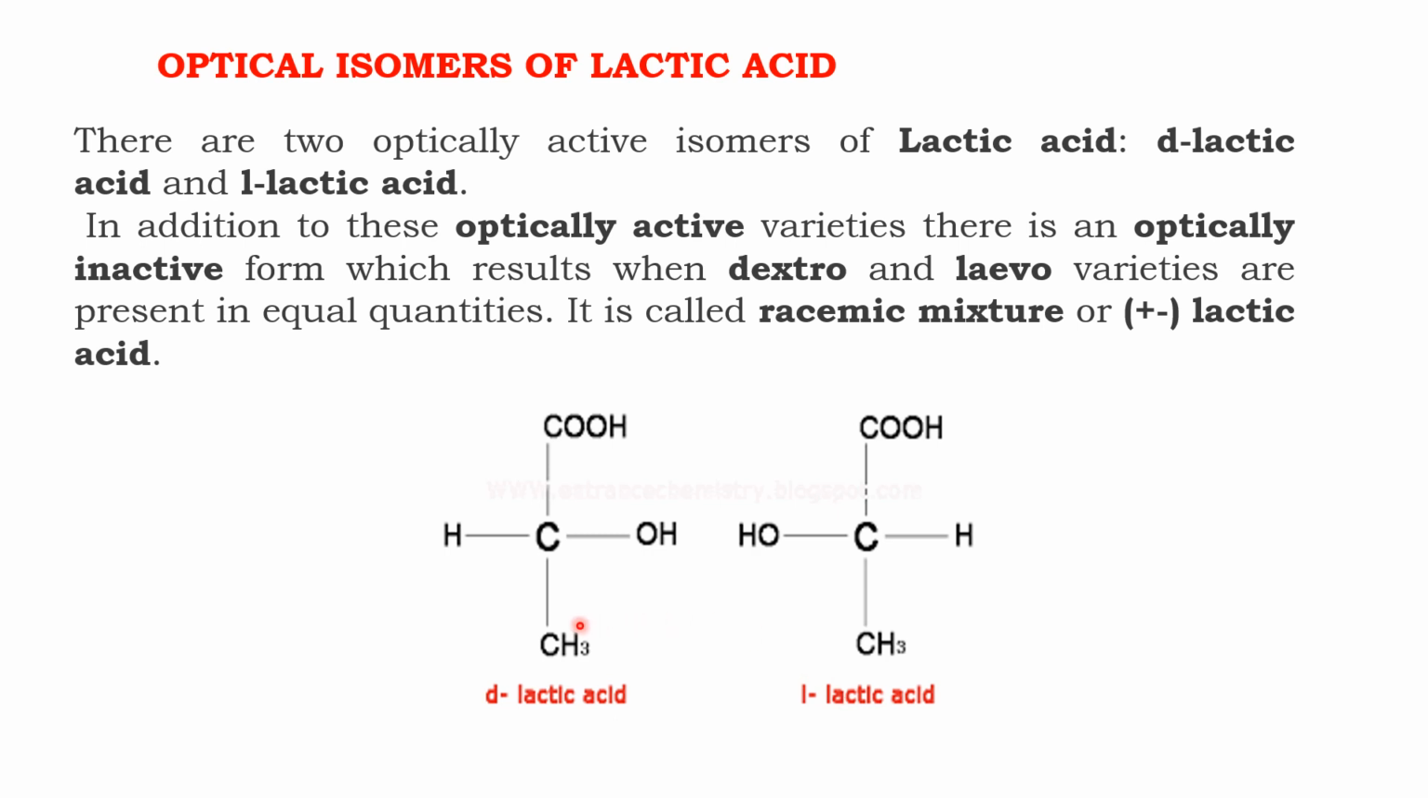If equal amounts of levo and dextro are there, the optical rotation gets cancelled and hence the molecule becomes optically inactive. So for lactic acid we could have dextrolactic acid and levolactic acid, and if they mix together we have the racemic mixture.